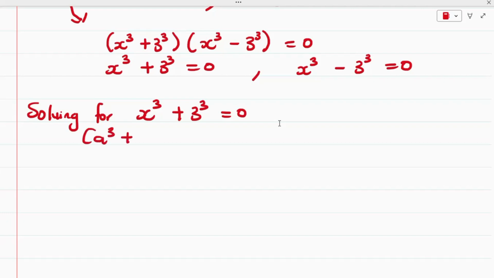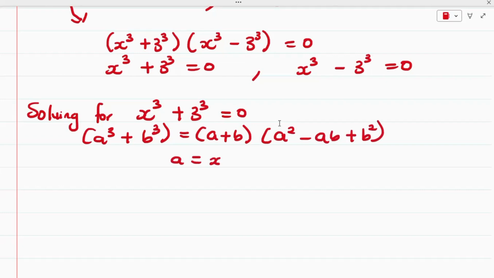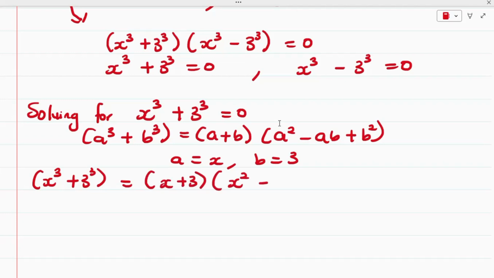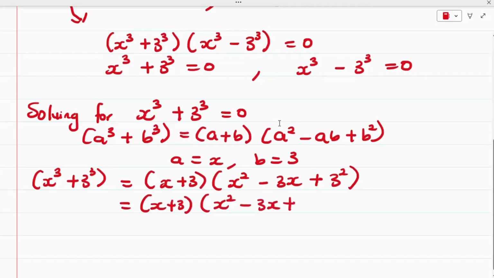The sum of cubes property is, if you have a raised to the power of 3 plus b raised to the power of 3, this is equal to a plus b multiplied by a squared minus ab plus b squared. And from here, we have that a is equal to x and b is equal to 3. So hence, x raised to the power of 3 plus 3 raised to the power of 3 is equal to x plus 3 multiplied by x squared minus, a is x and b is 3, so this is 3x, plus b squared, which is 3 raised to the power of 2. So this is equal to x plus 3 multiplied by x squared minus 3x plus 9.